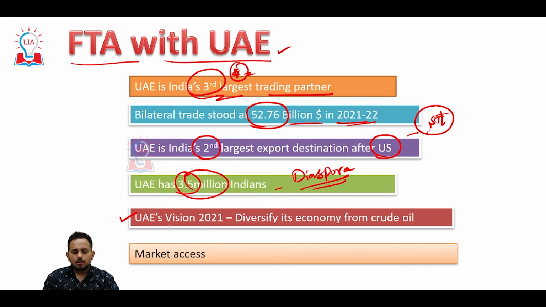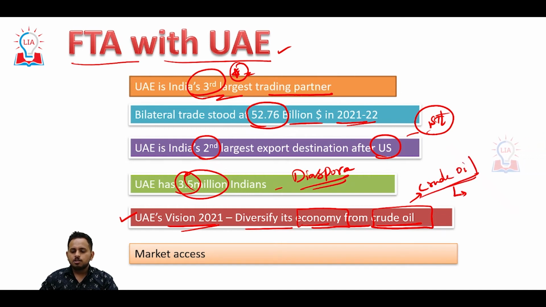UAE has a vision, Vision 2021, in order to diversify its investment and its economy from crude oil. You all know UAE, being a Middle East country, has rich resources of crude oil. As the entire world is talking about climate change and moving towards renewable fuels and also biofuels, UAE is facing a threat to its economy. So now UAE has come up with Vision 2021 with which it wants to diversify its economy and build strong relations with other countries so that it can boost its economy. This is the objective of Vision 2021.